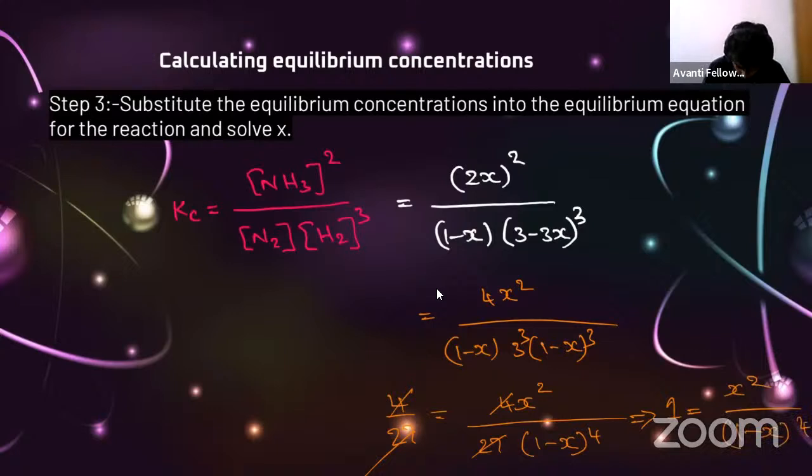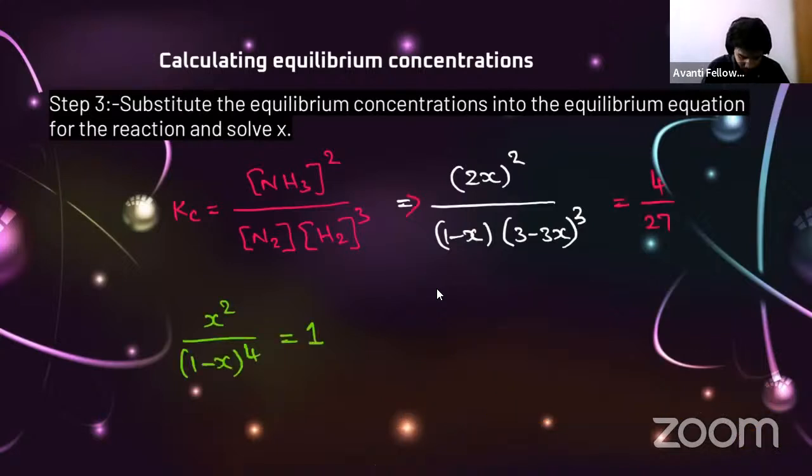Now convert this into a quadratic equation. Got x square by 1 minus x whole power 4 is equal to 1. Now convert this into a quadratic equation. First thing what I did, I just sent the other side, right?